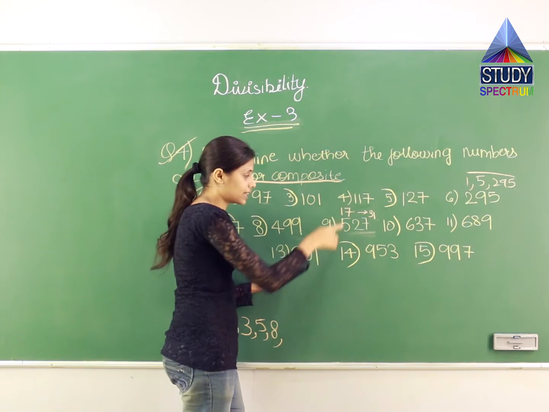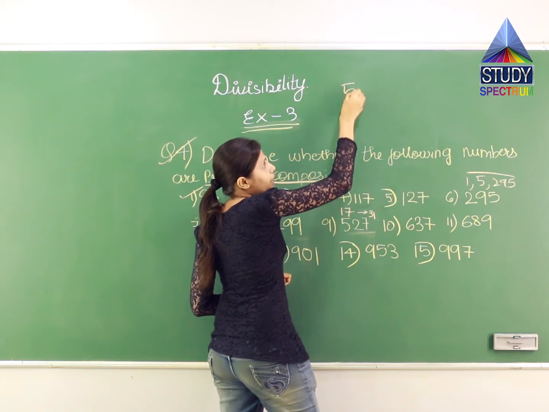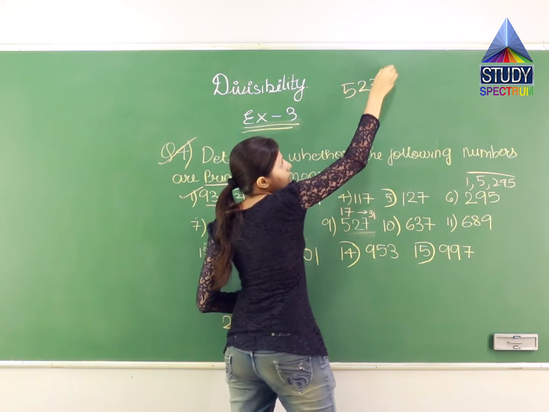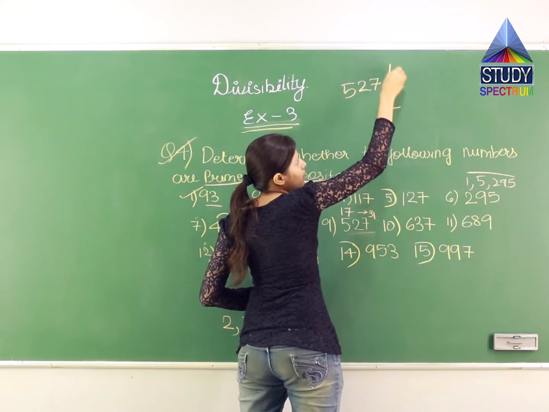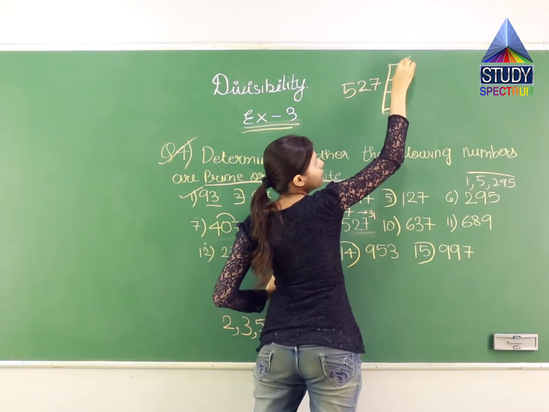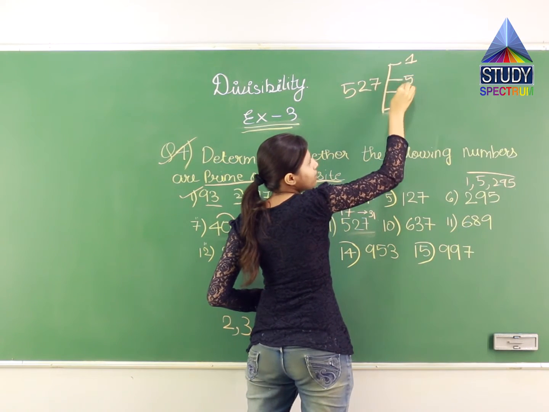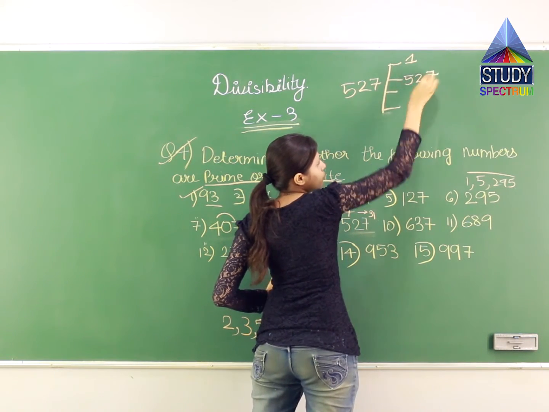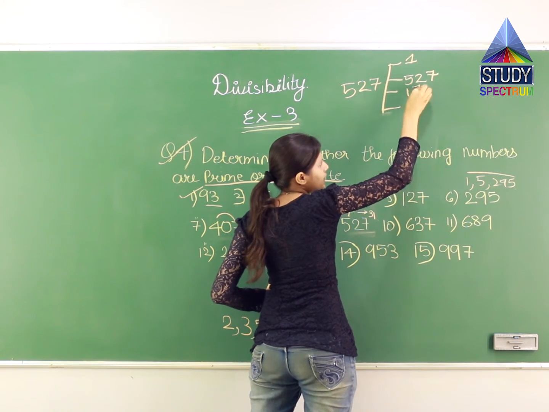And ये इसके कौन से फैक्टर्स है? For 527, I have 4 factors, that is 1, 527 itself, then I have 17 and 31.